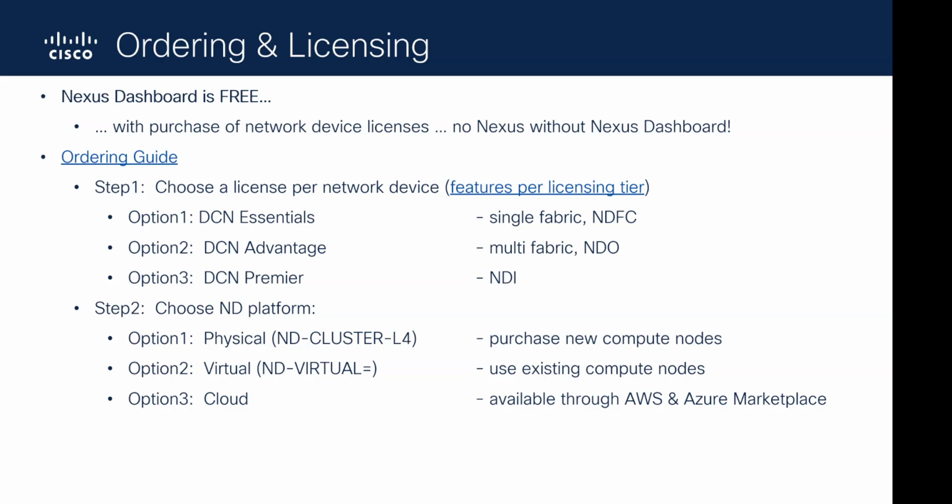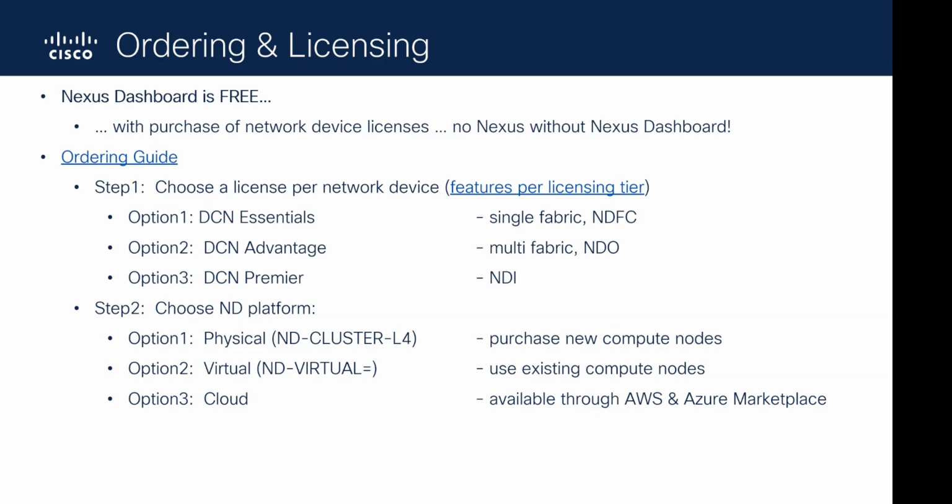Okay, so once you've picked a license tier for your device, then you need to choose your Nexus Dashboard platform. And as I've mentioned, we can deploy this on physical hardware, and we can deploy it on virtual hardware. If you're going to deploy on physical hardware, then the SKU you want to use is ND-cluster-L4, and this will allow you to purchase new compute nodes to deploy the software on.